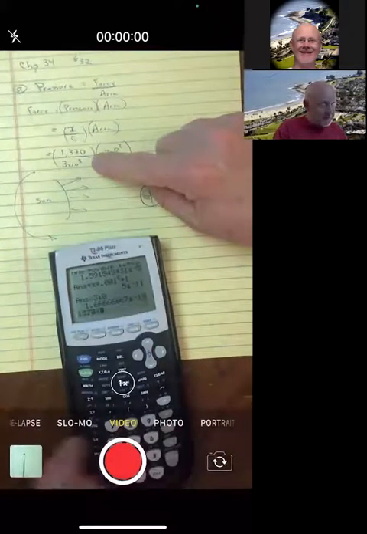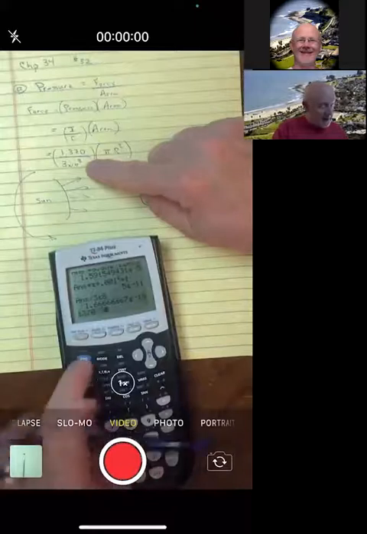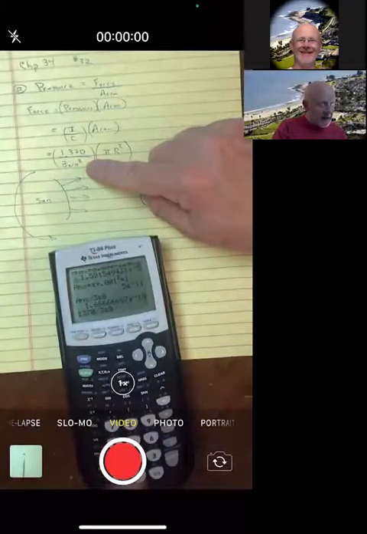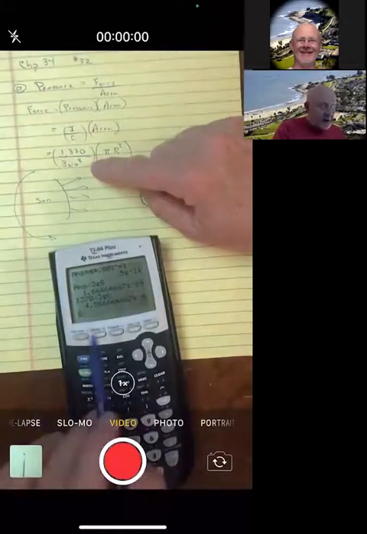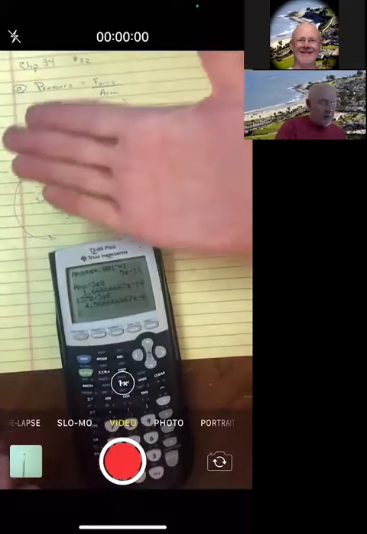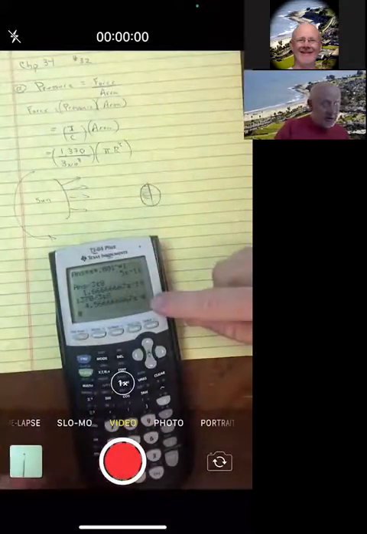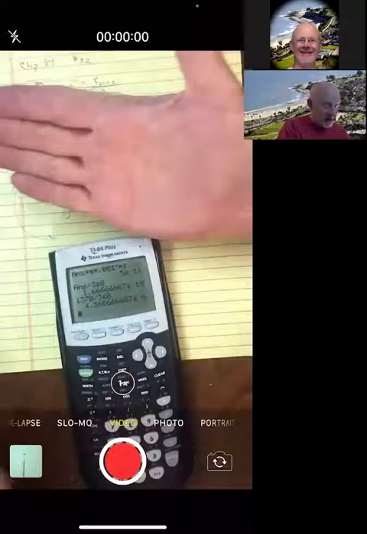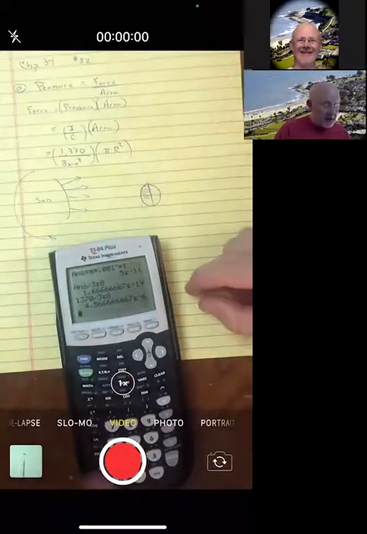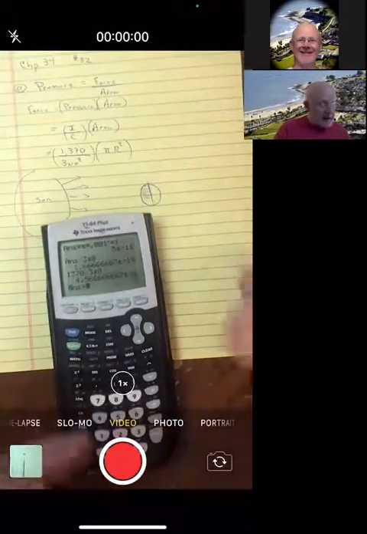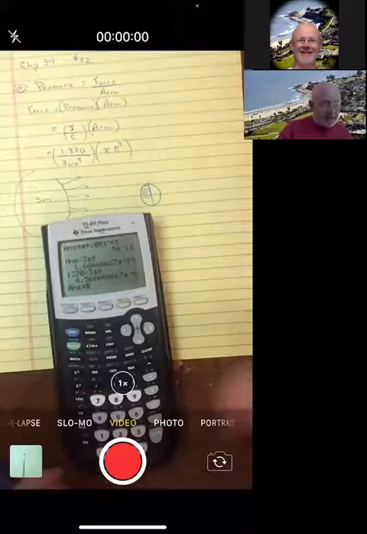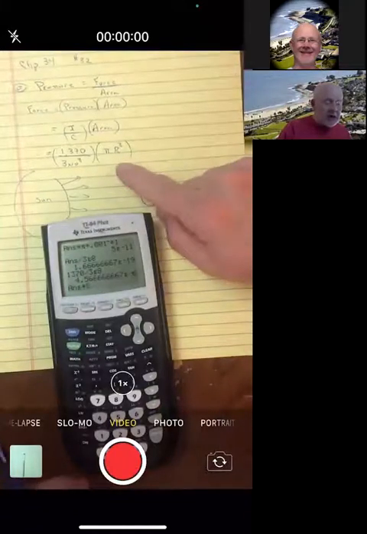1,370 divided by the speed of light. So there's our pressure. And so you can imagine, putting your hand out there, it's just so small, especially when you multiply by a small area of a hand, it's not going to be much force.